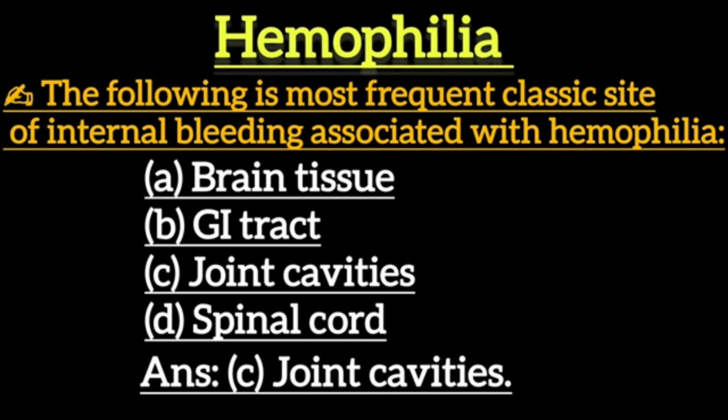Next one: the following is the most frequent classic site of internal bleeding associated with hemophilia. Option A, brain tissue, option B, GI tract, option C, joint cavities, option D, spinal cord. Correct answer is option C, joint cavities.